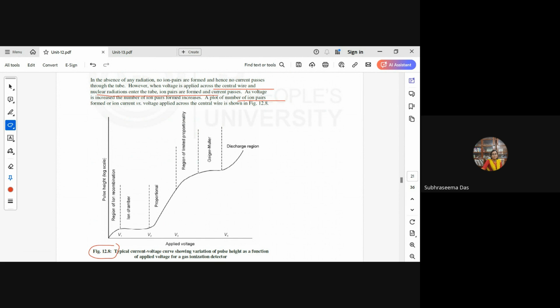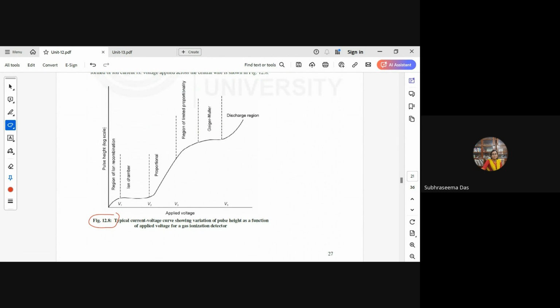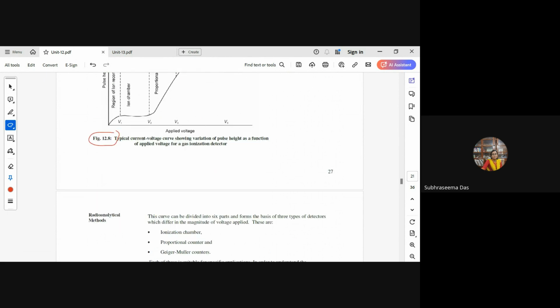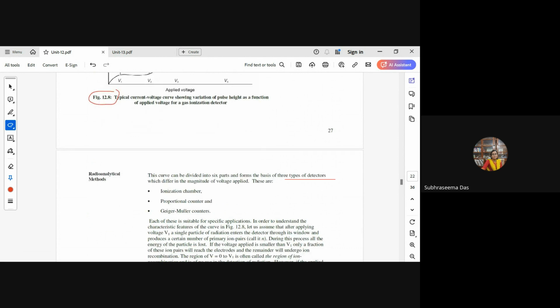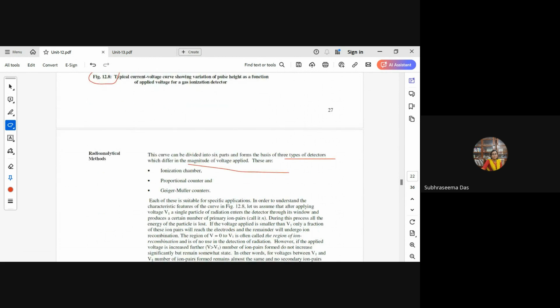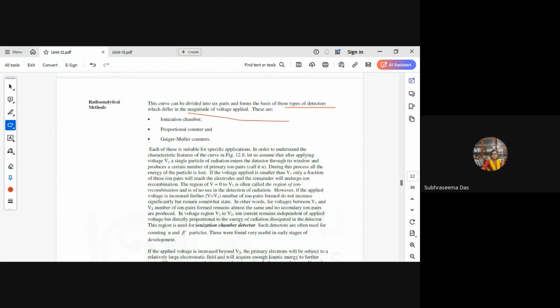On the x-axis the voltage is plotted, and the pulse height is measured. This graph has been divided into six parts on the basis of the three types of detectors, which differ in the magnitude of the voltage applied. These are the ionization chamber, the proportional counter, and the GM counter, that is the Geiger-Müller counter.